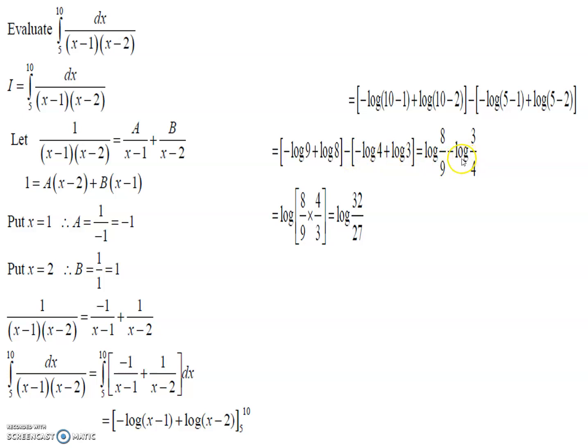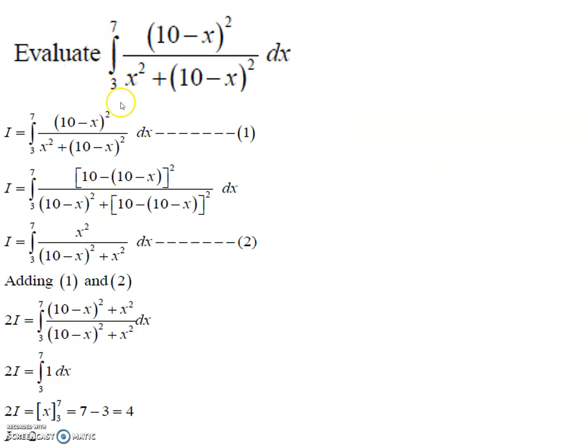So again minus becomes plus. We have the property log m plus log n is log m into n. That's why log 8 upon 9 into 4 upon 3. Simplification is possible. Log 32 upon 27 is the final answer.